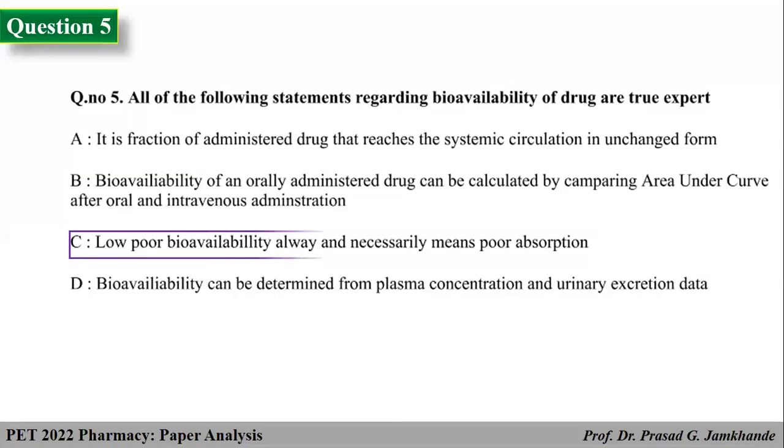Bioavailability of an orally administered drug can be calculated by comparing the area under the curve after oral and intravenous administration. AUC, area under the curve, is used for determination of bioavailability. That means it is also a correct statement. Low or poor bioavailability always and necessarily means poor absorption. This is the wrong statement. Bioavailability can be determined from plasma concentration and urinary excretion data. No doubt, some traces are also removed into the urine. That's why urine analysis is also performed to get the quantity of the drug.